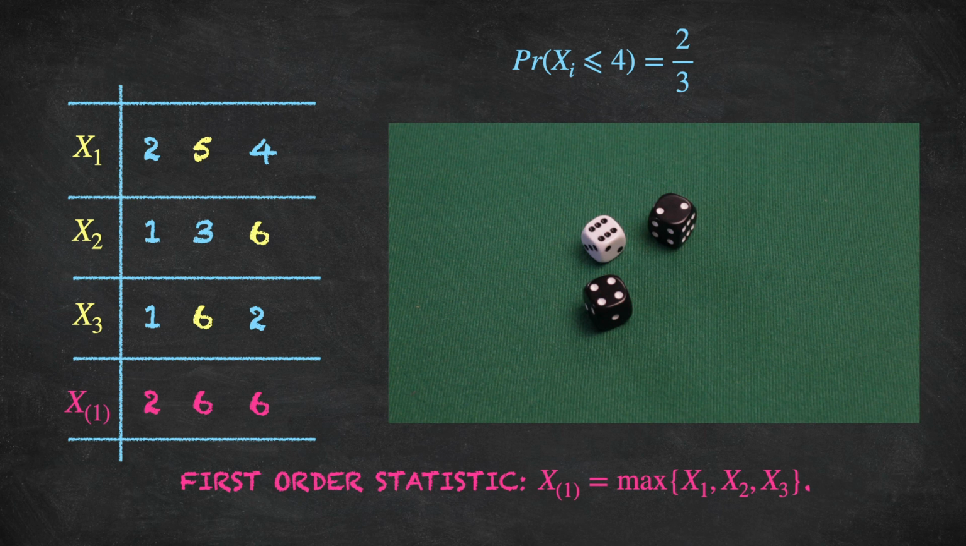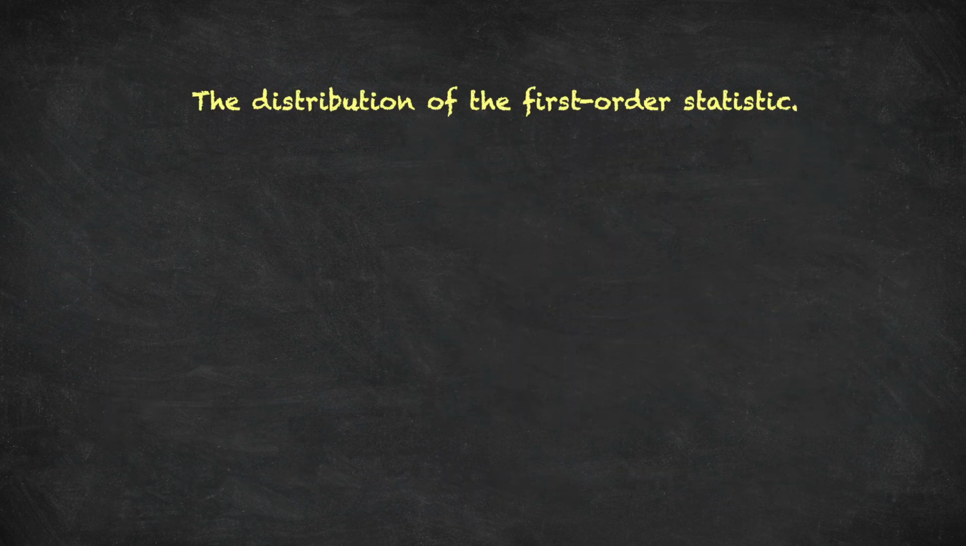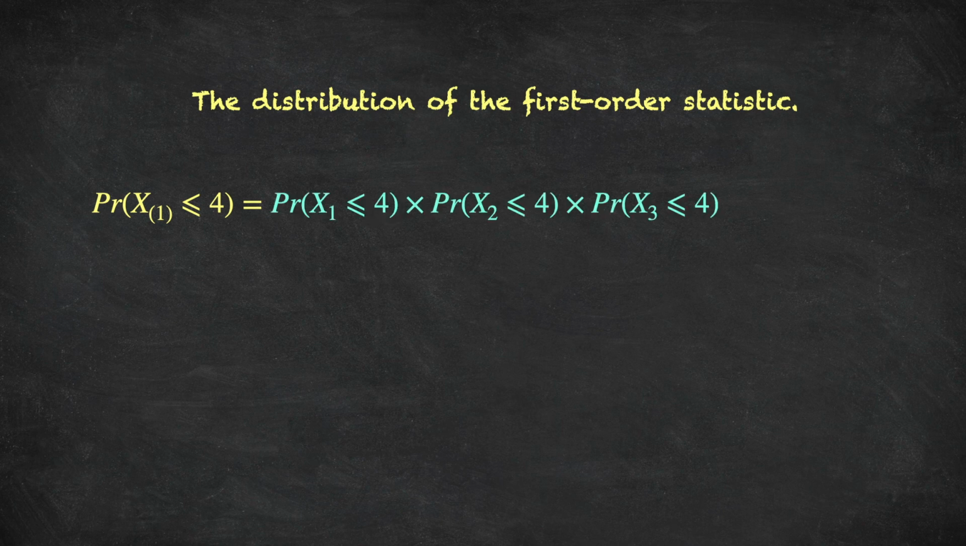So what can we say about the probabilities or the distribution function regarding the first order statistic? How do we calculate its distribution function? So let's do that now. If I want to know the probability that our first order statistic is less than or equal to 4, well, what I'm requiring is that each of the dice is less than or equal to 4. So there are 3 independent things that need to happen.